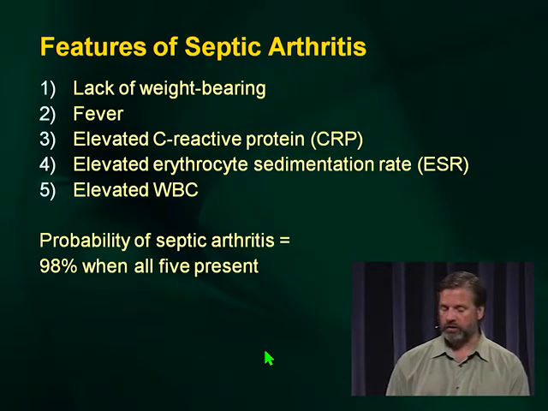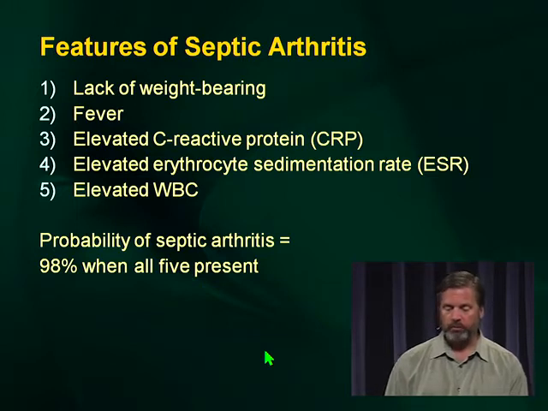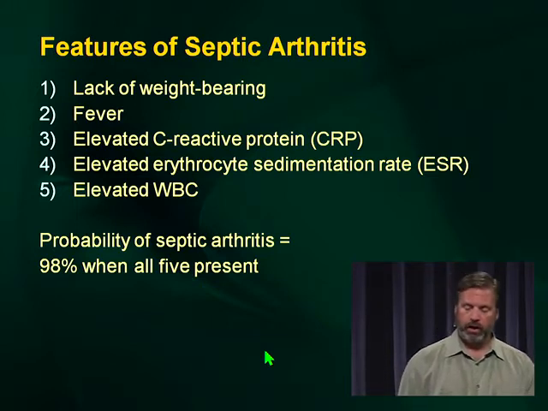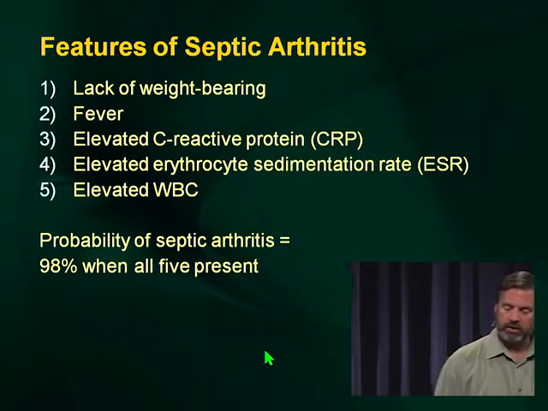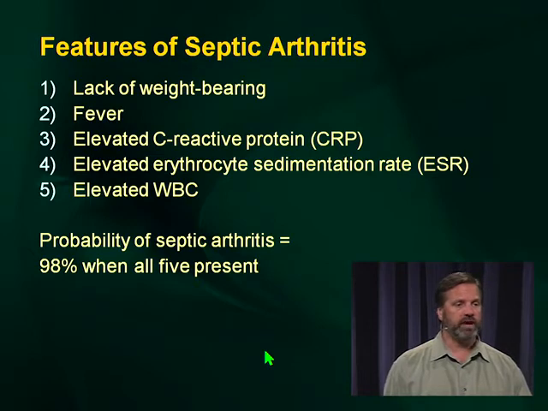The gold standard, of course, if you're considering septic arthritis or a bacterial infection within the hip, is to aspirate the hip. But there are a couple of things that can help you. So lack of weight-bearing, fever, and elevated CRP or ESR, those are both acute phase reactants, or an elevated white blood cell count. Those are all things that will help you decide if this, in fact, is an infected joint with a bacterial infection.